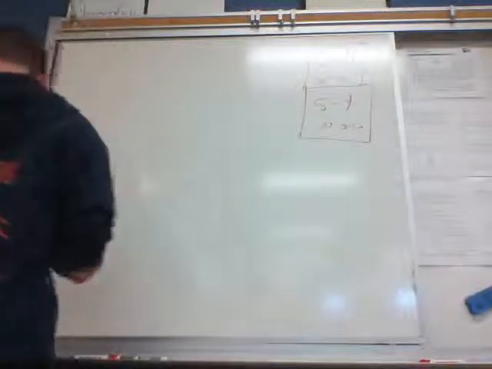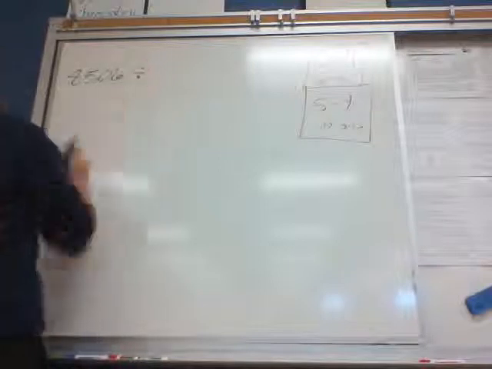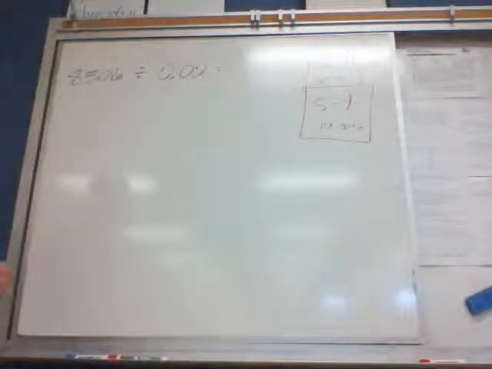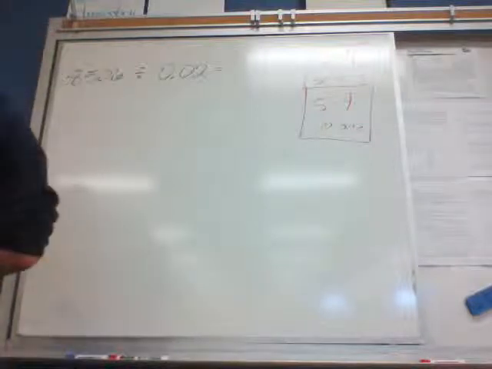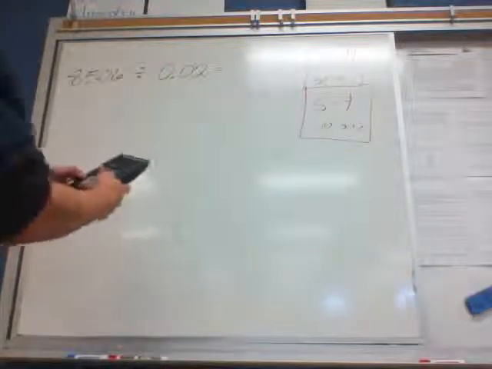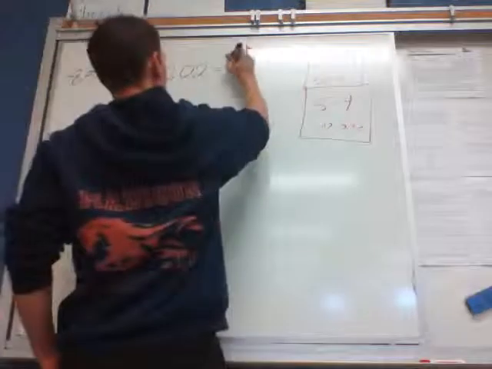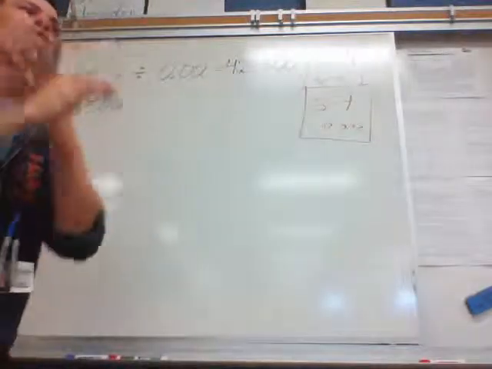Write down this problem. You should have a calculator near you. Grab one from a nearby desk if you don't. And type in the problem that I just put up there. It says 8506 divided by 0.02. The answer my calculator gives me is 425,300. What I'm telling you is that's wrong.